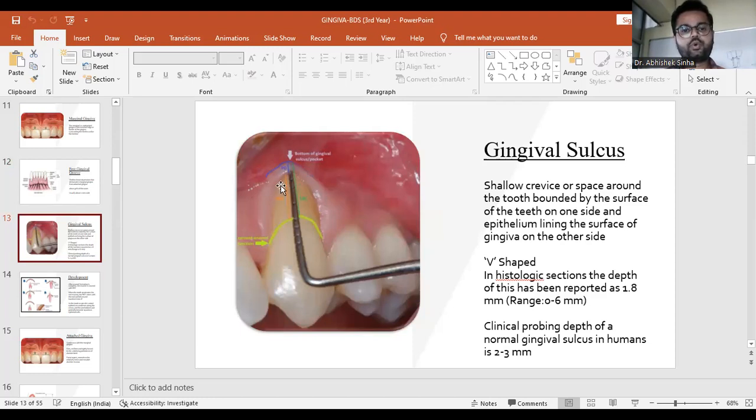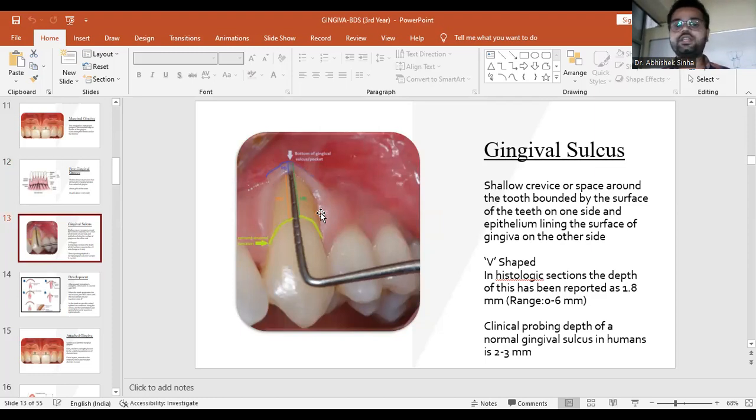When you put a probe across the pocket, you can see the probe is able to deflect the gingiva here. This is the marginal gingiva, right? This space here is bounded by the surface of the tooth on one side and epithelium on the other side. So this is your gingival sulcus. If you see a histological section, you will find it is V-shaped, and the depth has been reported to be 1.8 millimeters, ranging between 0 to 6 millimeters.